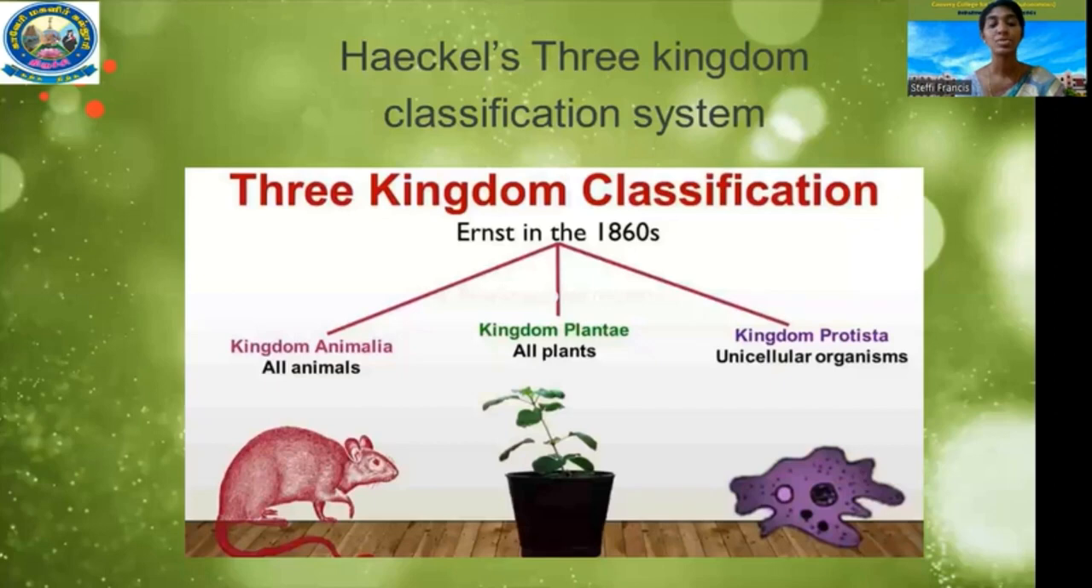Now let us see about the three kingdom system of classification. Ernst Haeckel introduced the three kingdom classification system in the 1860s and proposed a third kingdom, Protista, for organisms which have characters of both plants and animals. All the organisms which create problems in classification are included in the kingdom Protista. So he classified all living organisms into three kingdoms, namely the kingdom Plantae, kingdom Animalia and kingdom Protista.